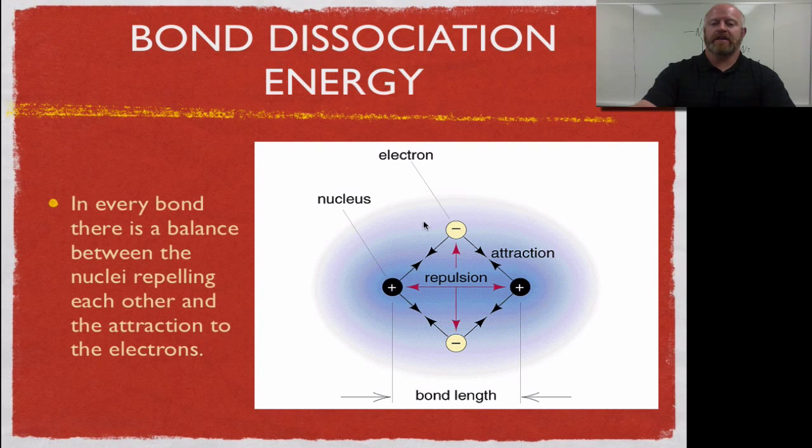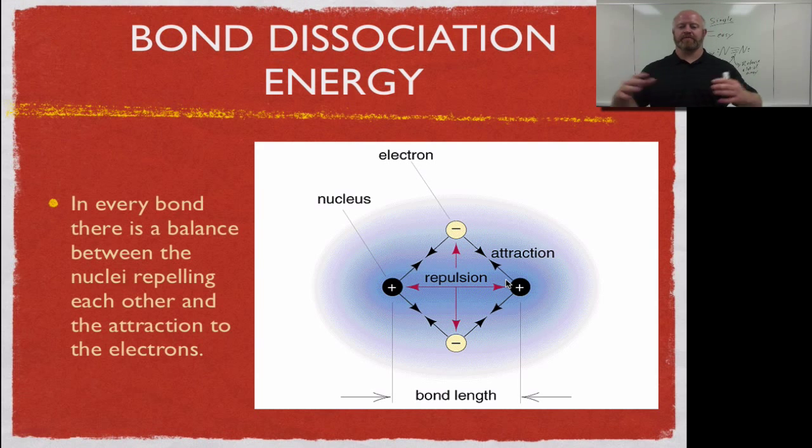in any bond, you have two positive nuclei, and you have electrons being shared between there. Those electrons are pulling the nuclei in, but the nuclei are pushing each other apart. So if you imagine these being big rubber bands where the electrons are pulling the stuff in, and you have kind of a spring pushing them back out. So there's always going to be a balance between pulling in and pushing out, pulling in and pushing out.